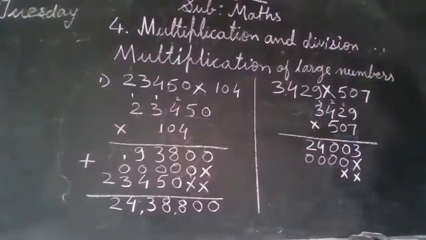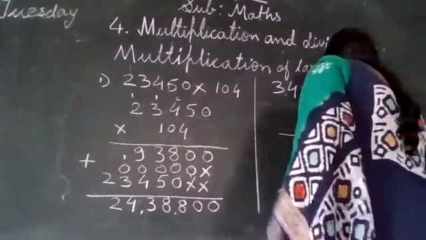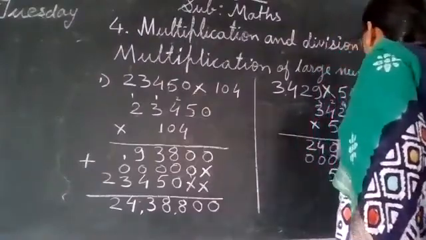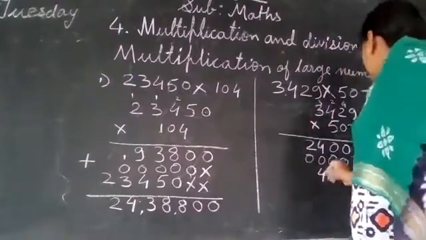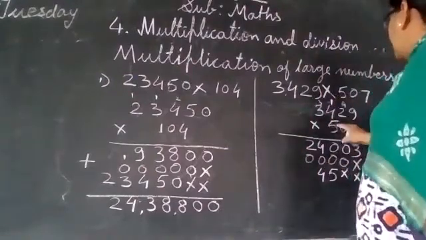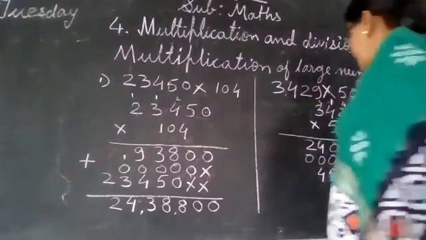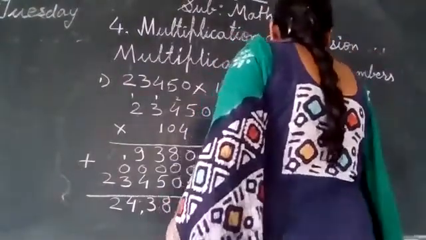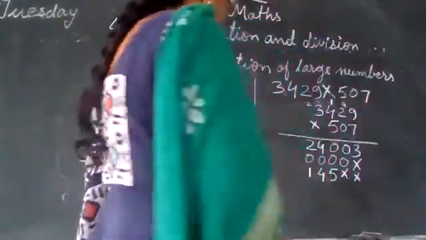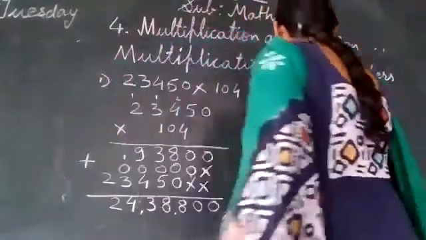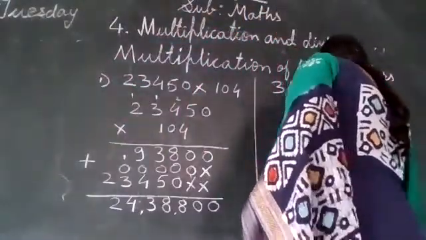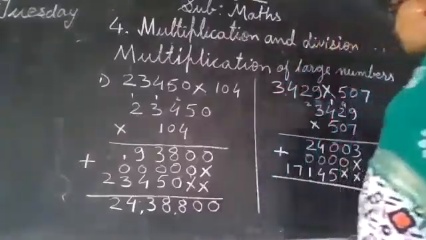Now we will multiply by 5. 5 9s are 45. Okay. So here we will write 5 and carry 4. 5 2s are 10. 10 plus 4, 14. Carry over 1 here. 5 4s are 20. 20 plus 1, 21. Carry over this 2. 5 3s are 15. And 15 plus 2, 17. Now our multiplication is over.